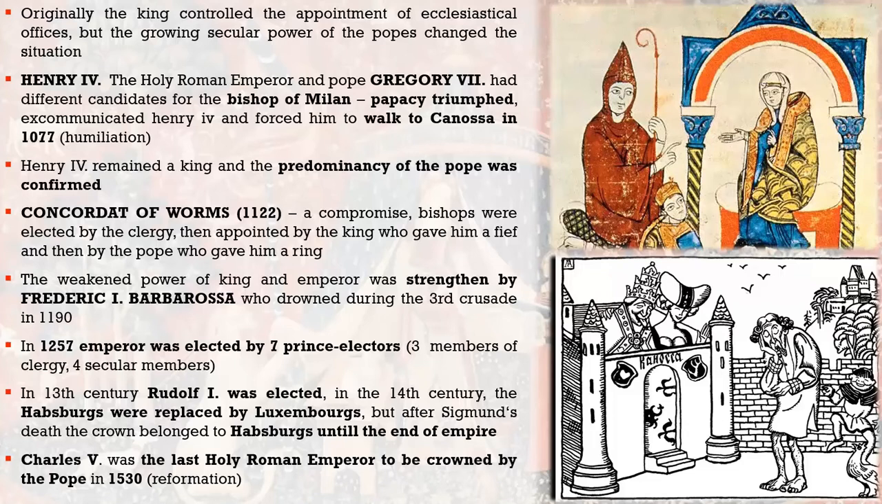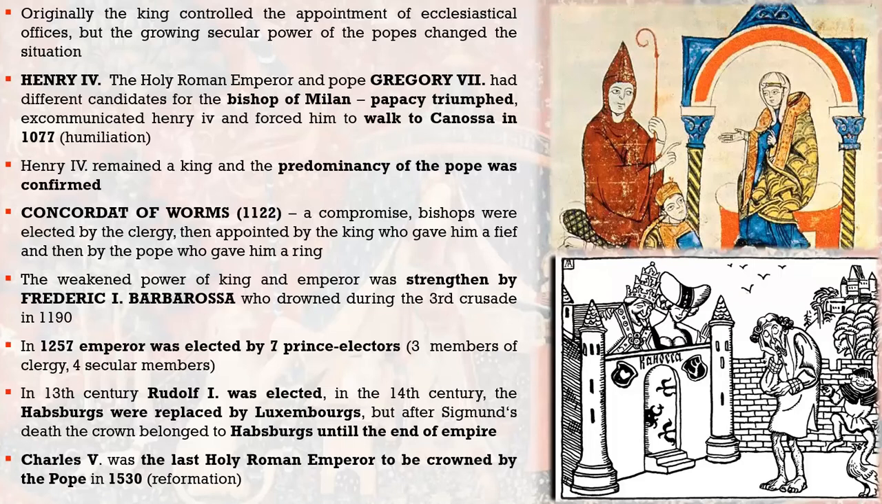So from the beginning of the conflict, the king was in control, but it slowly started to change and the Pope was taking over that control. The Holy Roman Emperor Henry IV and Pope Gregory VII were the ones that escalated the conflict. They had different candidates for the Bishop of Milan because the emperors and also the Pope had different powers. And they both thought that they are the ones who should choose who will be the next bishop. And they had different candidates.